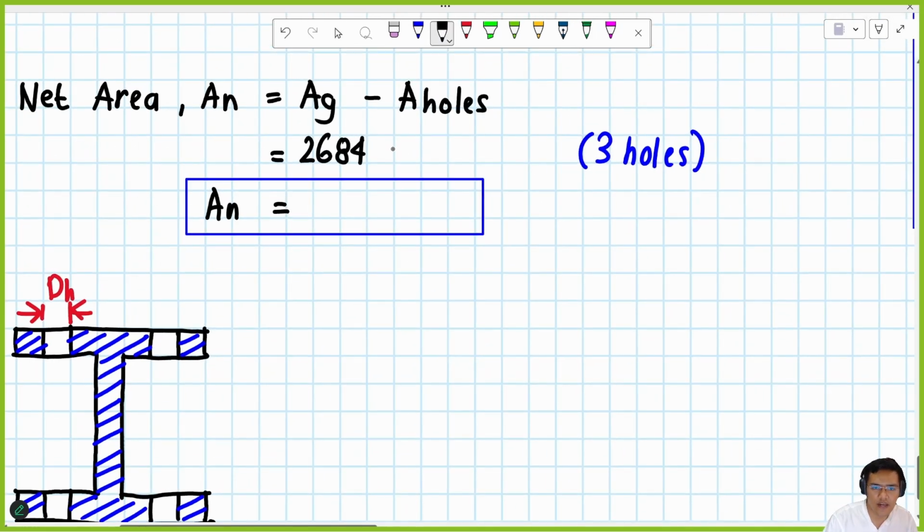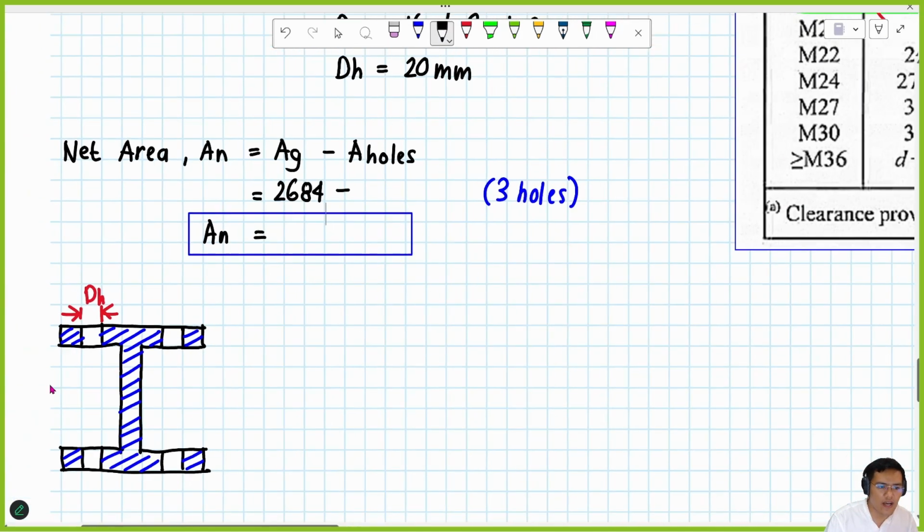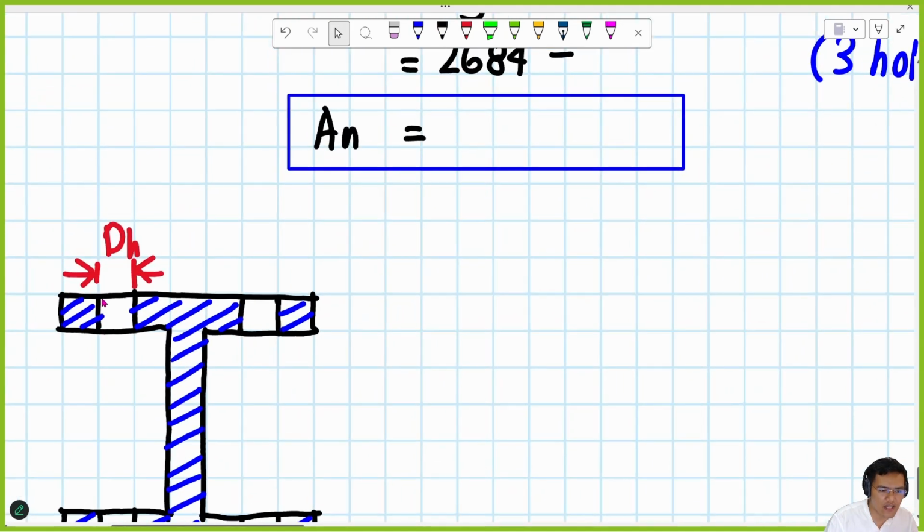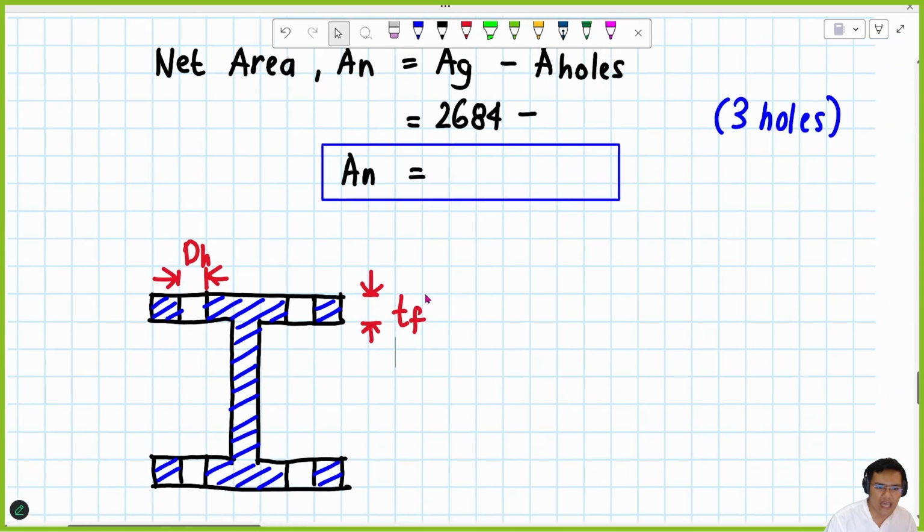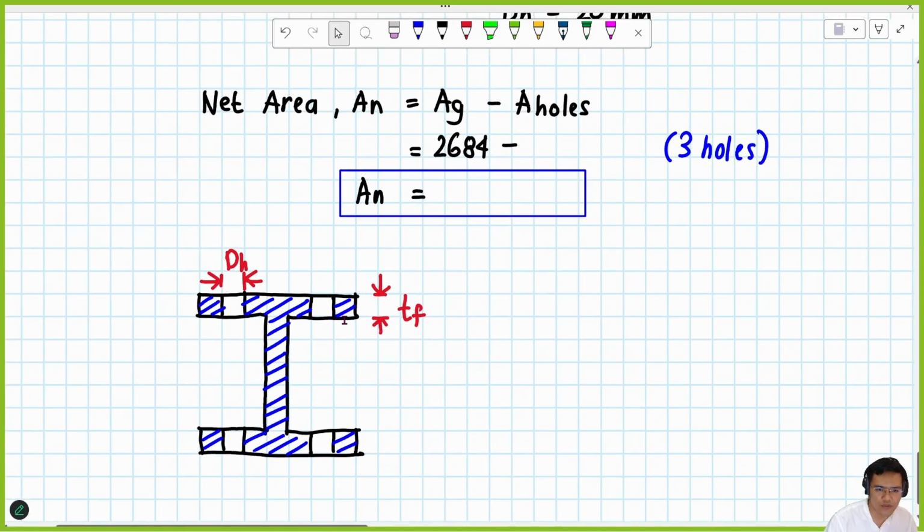Okay? Now, the area of our holes, as you can see here, is just a rectangular section. So, this is its width, the diameter of hole. And its height is common sense also. This dimension, we know this, this is the thickness of our flange. Okay? Thickness of our flange. Times 4, because there are four holes, okay?